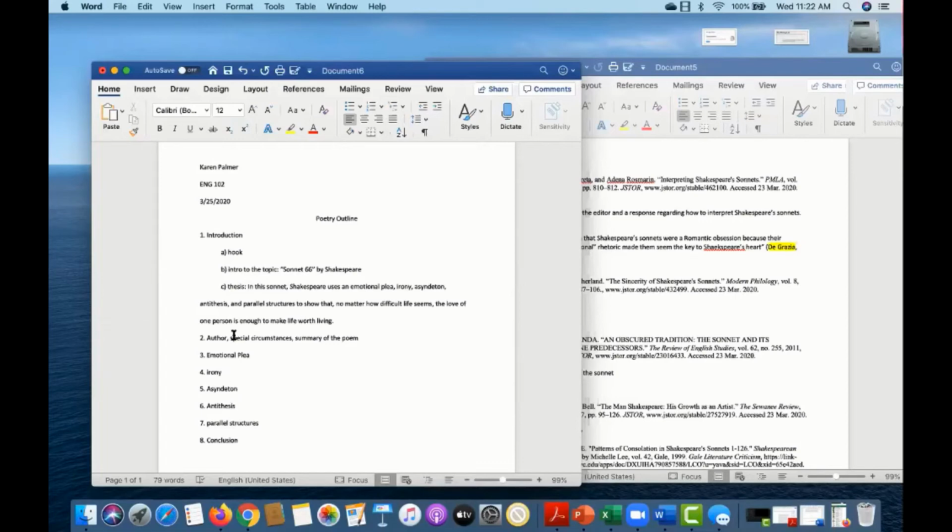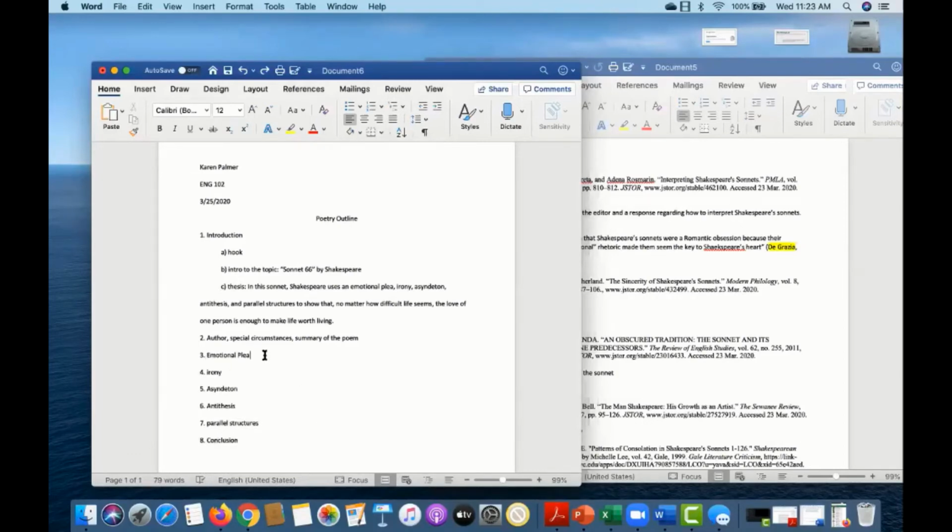Okay. So if you're going that direction, that's fine. Just alter your outline a little bit. For example, if I was going to do that, I'd do stanza 1, emotional plea, irony, and then maybe I would do points underneath. So A would be emotional plea, B would be irony. Does that make sense? And then I'd have stanza 2, and I just copy the same thing.